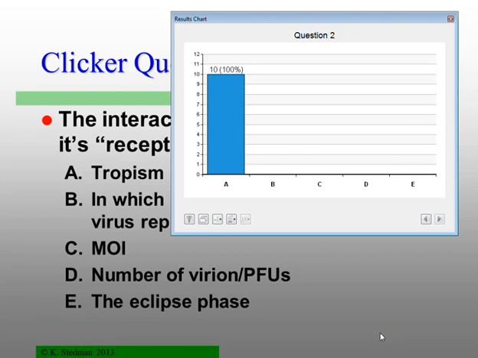Okay, well, the answer is still A, tropism, and 91% of you had that right, so the rest of these we can kind of ignore for the time being.